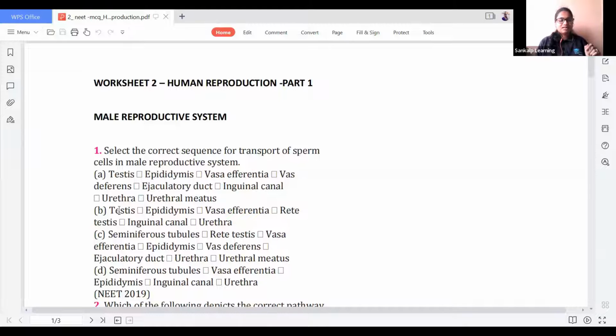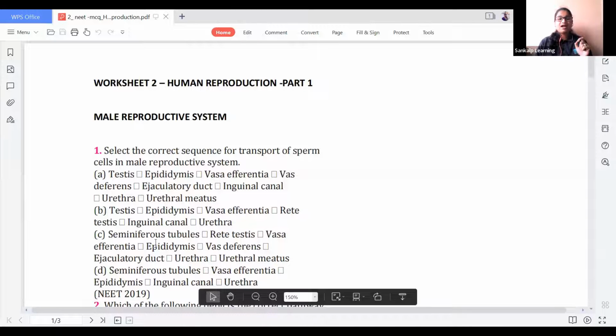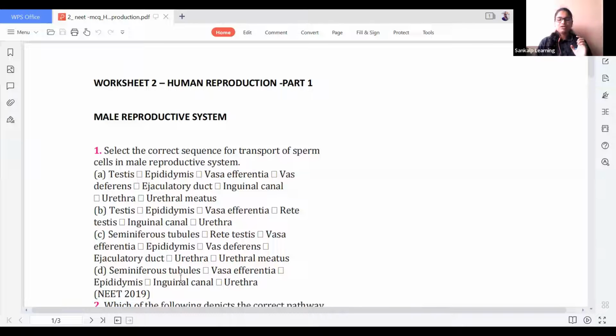Option B: testis, epididymis, vasa efferentia, rete testis, inguinal canal, urethra. Option C: seminiferous tubule, rete testis, vasa efferentia, epididymis, vasa deferentia, ejaculatory duct, urethra, urethral meatus. Option D: seminiferous tubules, vasa efferentia, epididymis, inguinal canal, urethra. What is your answer, guys? You can send me the answer in the chat box.